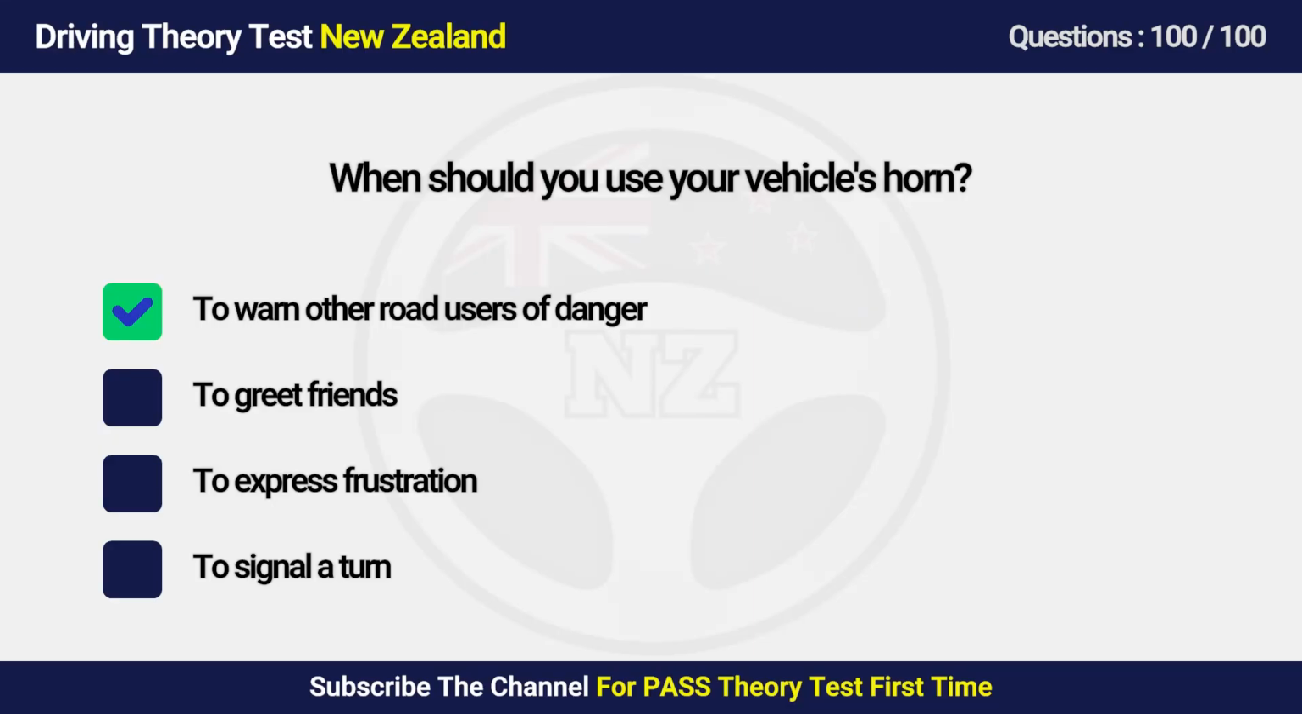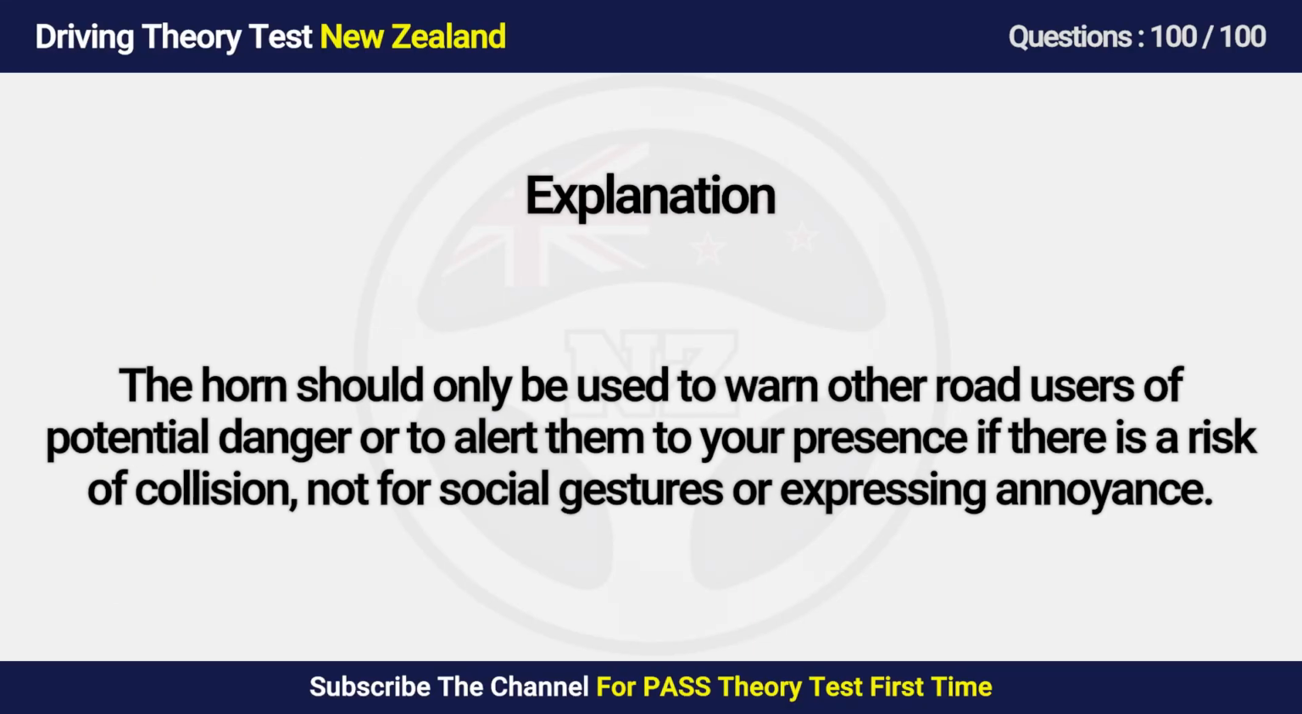Answer is A. To warn other road users of danger. The horn should only be used to warn other road users of potential danger or to alert them to your presence if there is a risk of collision, not for social gestures or expressing annoyance.